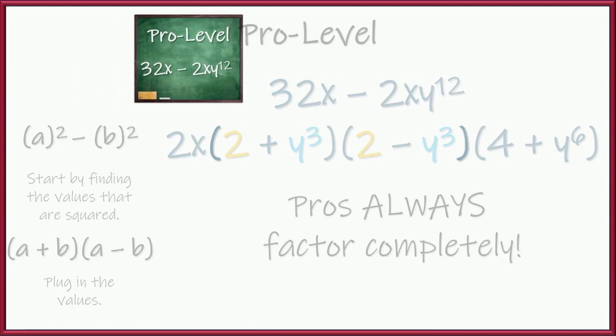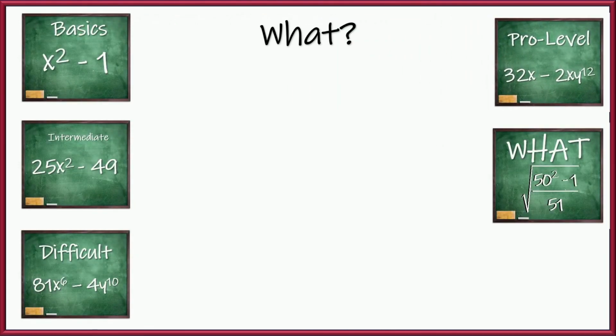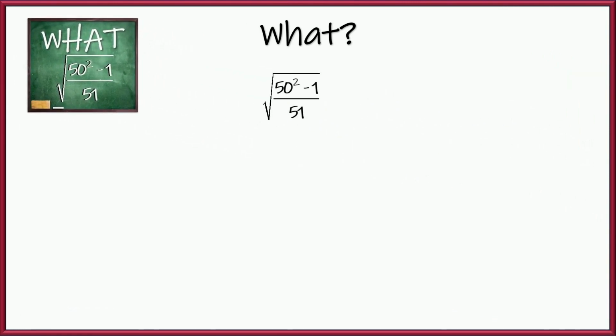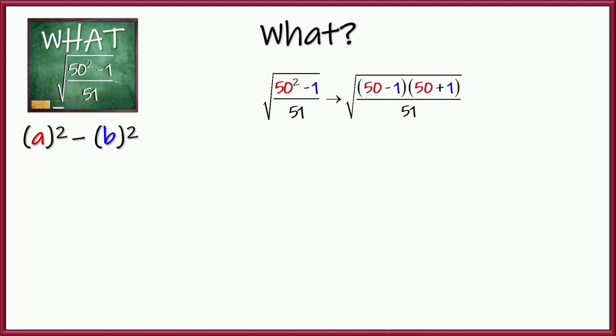All right, let's talk about the last one. Man, sometimes factoring difference of squares comes up in weird problems like this. The square root of 50 squared minus 1 over 51. Now you might be tempted to try to simplify this by squaring, subtracting 1, and reducing. Man, you could do it, but it's going to take a long time. But if you notice, this is a difference of squares. Do you see? A is 50, B is 1. So we can factor it just like this, even though they're just two numbers.